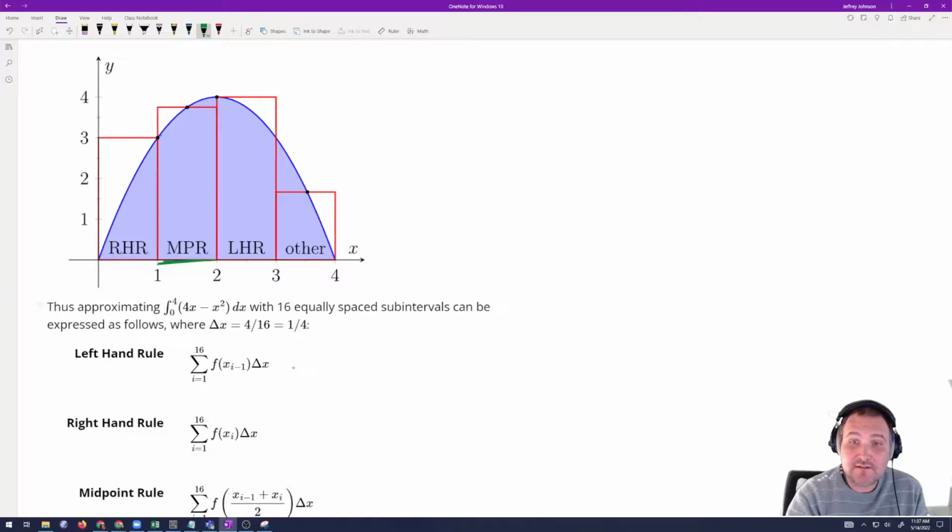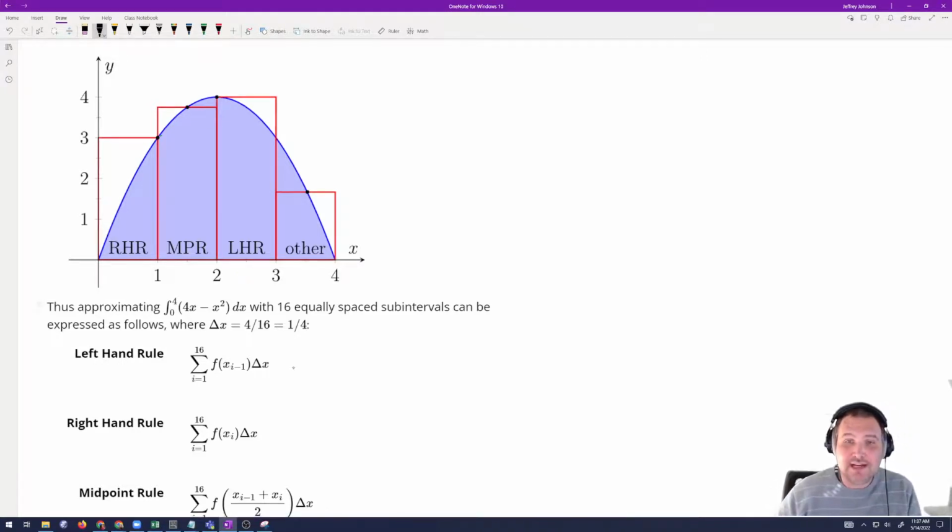Over here, we still have our delta x, but the height of the rectangle is not determined by the right hand. If it was determined by the right-hand rule, that would be the rectangle. But it's not. If it was determined by the left-hand rule, that would be the height of the rectangle. But it's not. Instead, it's determined by the midpoint. So we call this the midpoint rule because the height of the rectangle is determined by the midpoint. And then over here we have the left-hand rule because we can see the height of the rectangle is determined by the left-hand side. And then there are other nice rules to have.